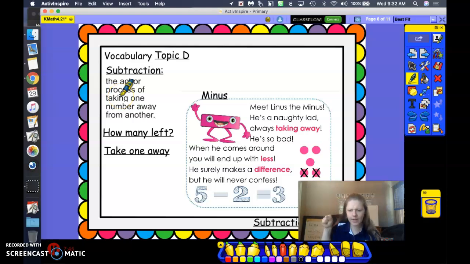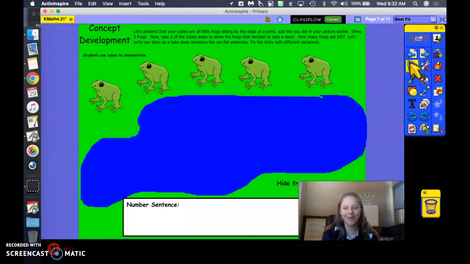All right, remember our vocabulary for this unit is all about subtraction, the act or process of taking away a number. And who is that naughty person we see right here? This naughty symbol, Linus the minus. Remember, he's naughty and he always takes away. So when we hear that frogs jumped away or someone ate cookies, that means that we are losing some of our objects and we are taking them away and we have less of something. Good. All right, back to our frogs.